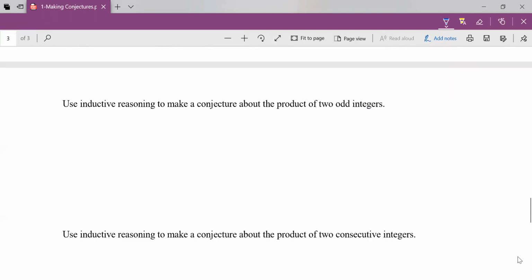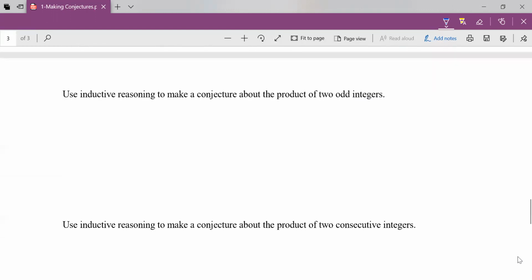Okay. Now let's try a couple more of these ones. Use inductive reasoning. So that means I want to use an example, right? That's what that means to me. Give me an example to make a conjecture about the product of 2 odd integers. Okay, so I'm just going to make up an example, 2 odd integers. And it says the product, so I'm going to multiply them together. I get 15.